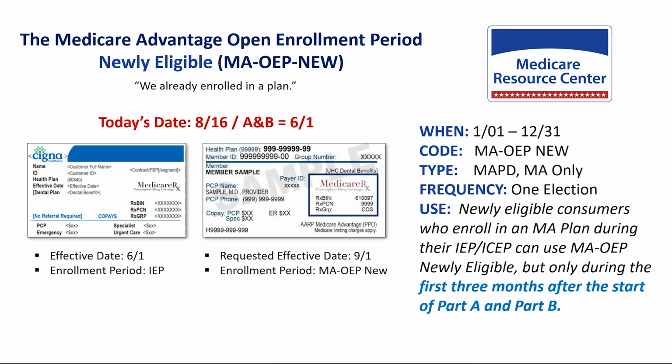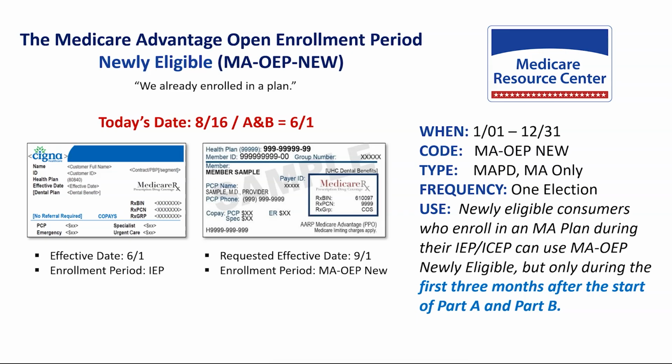Their A and B effective dates are June the 1st. But the problem is, when you had an appointment with them, they had already signed up for that Cigna plan on the left. And so you may be thinking, well, gosh, you've already enrolled using your initial enrollment period. What am I going to do now? There's nothing I can do with you.